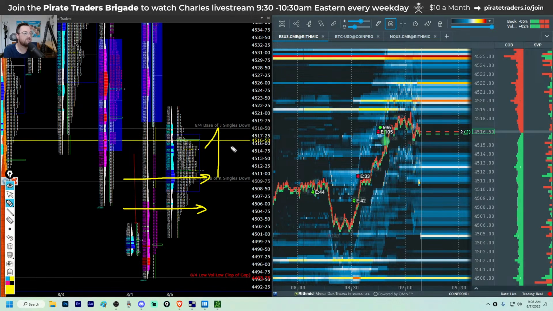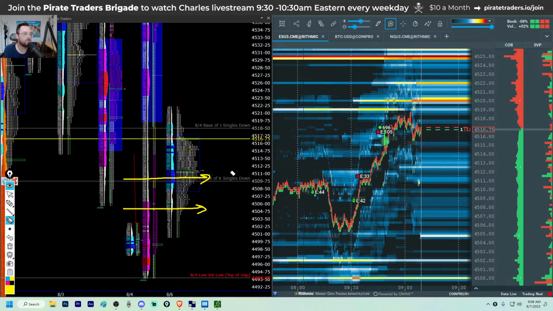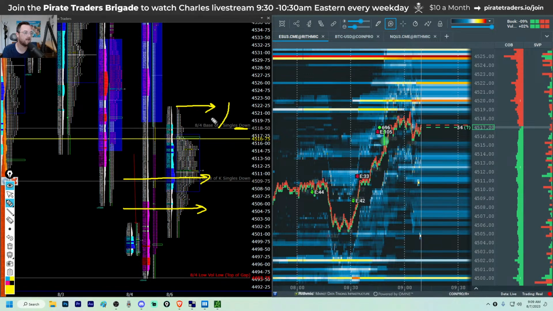All right, what happens if we break through the single prints to the upside? Well, if we can break through the single prints to the upside, let's say we can get above 45.18, well, then the target becomes the overnight high at 45.22. If they get through this resistance, there is a decent probability, I would call it 70%, probability that the market will then head up and test that overnight high.